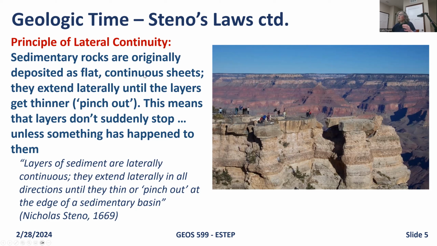And we also happen to know that the reason that they stop right here is that the canyon was carved down into them. But we can match up the layers in this pale part of the sequence with the layers in the pale part of the sequence we can see over on the north rim of the canyon.